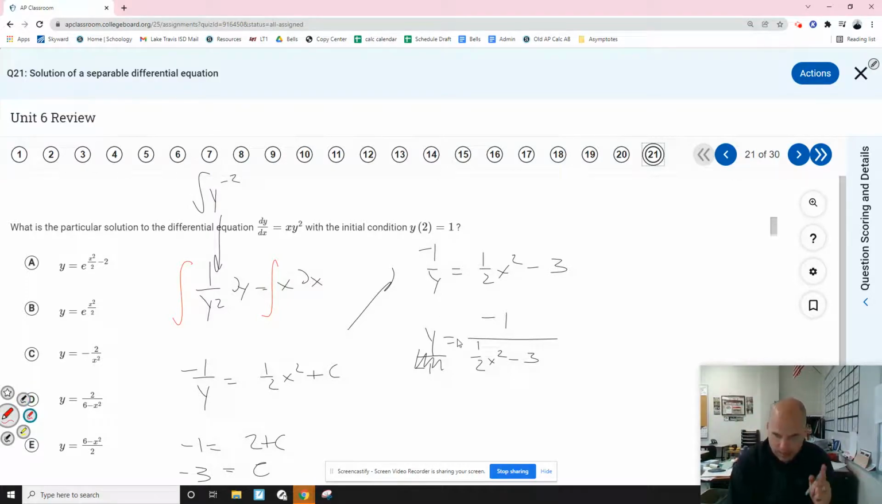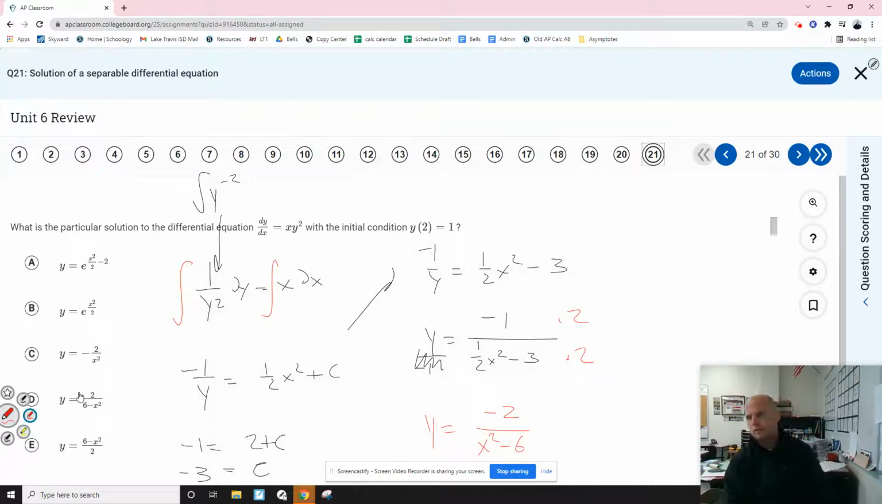The AP exam hates fractions inside of fractions. Doesn't like that 1/2 in the denominator. I'm going to choose to multiply the top and bottom by 2. Why? So that I can get rid of this 1/2. Now you multiply everything. You get this. Now do I see that? That's close, but it's not that.